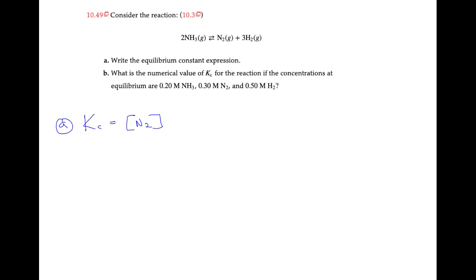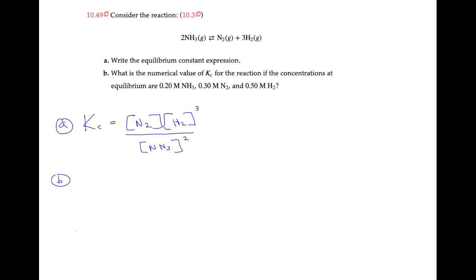any exponent there. Then for my hydrogen, since the stoichiometric coefficient is 3 in front of it, I'm going to cube that, and I divide by the concentration of my reactant or starting material, which is ammonia, and that will be squared. So there's my equilibrium expression.